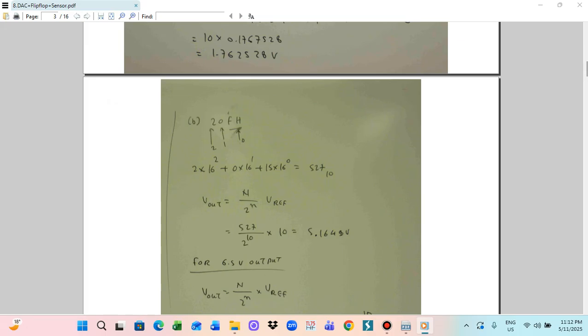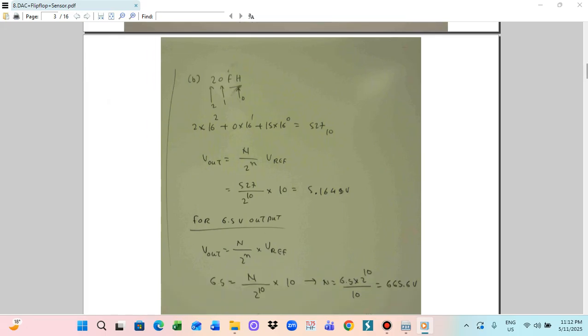This is for the zero position, this is for the first position, and this is for the second position. So 2 multiplied by 16 power 2, plus 0 multiplied by 16 power 1, plus F, which is 15, into 16 power 0. So you get 527 base 10.